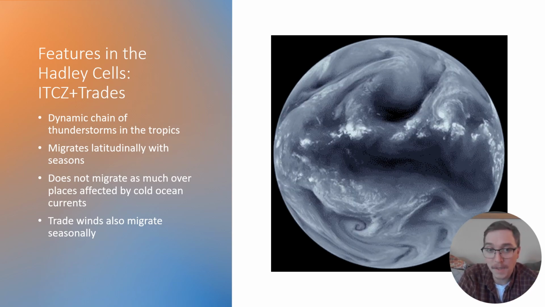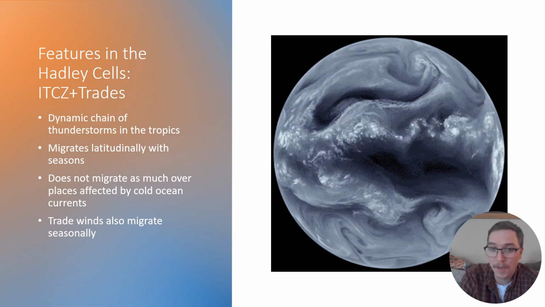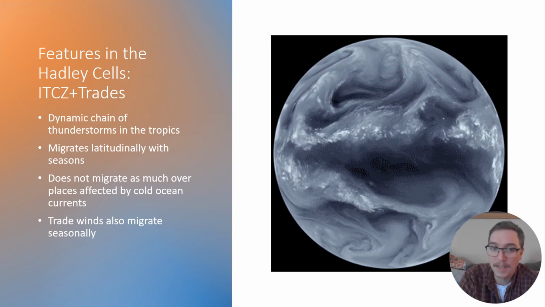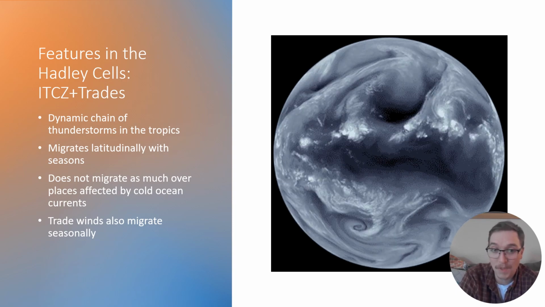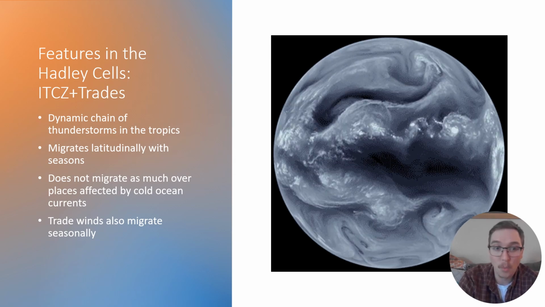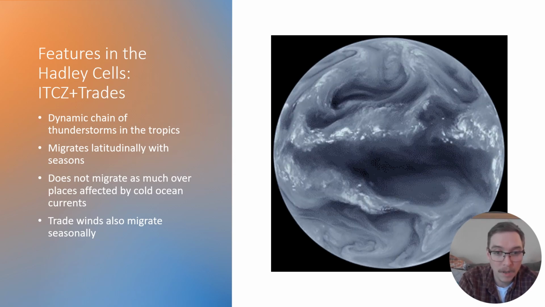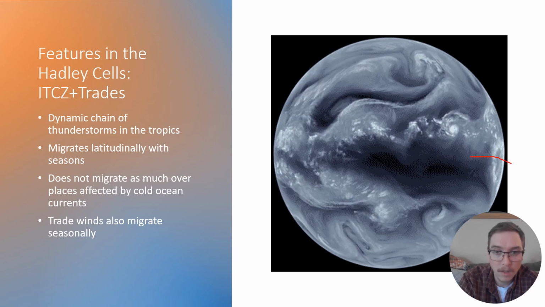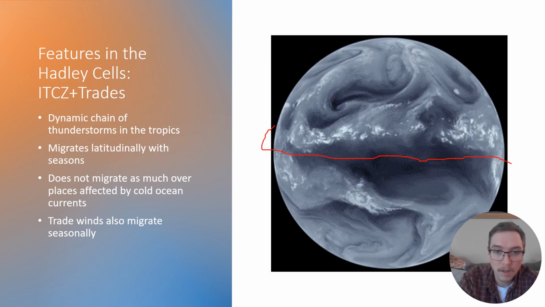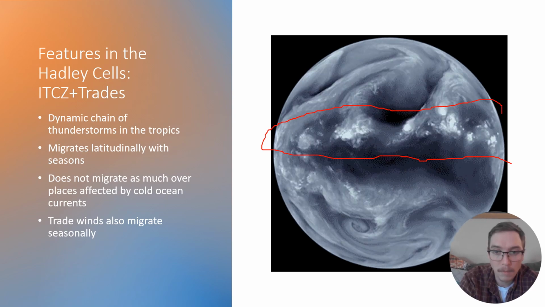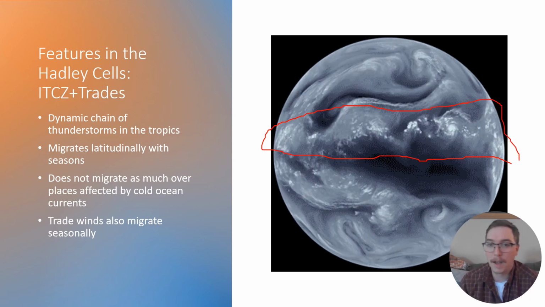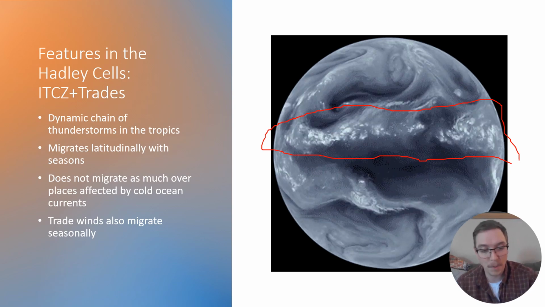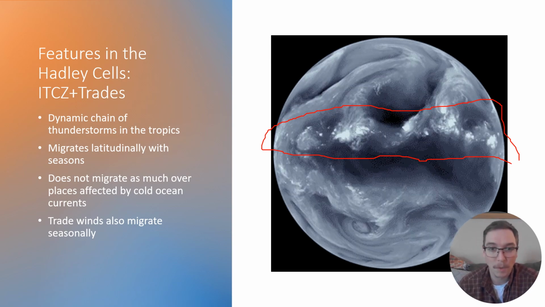The ITCZ is usually illustrated by a dynamic chain of thunderstorms in the tropics. We can see them right here, highlighting them a little bit for us. I was doing that with my computer trackpad, so bear with me.